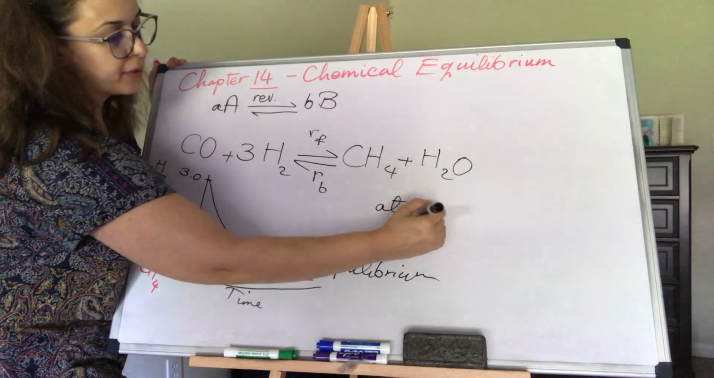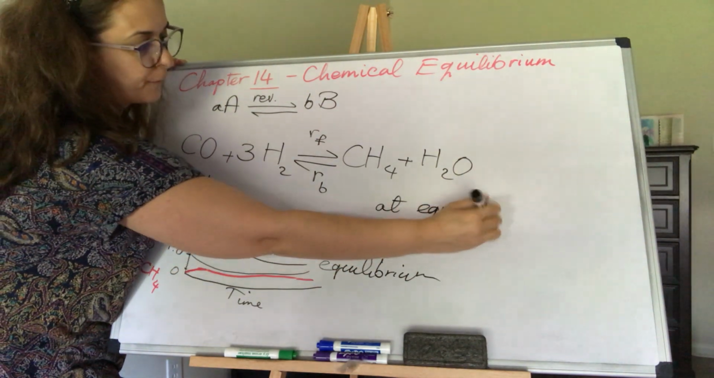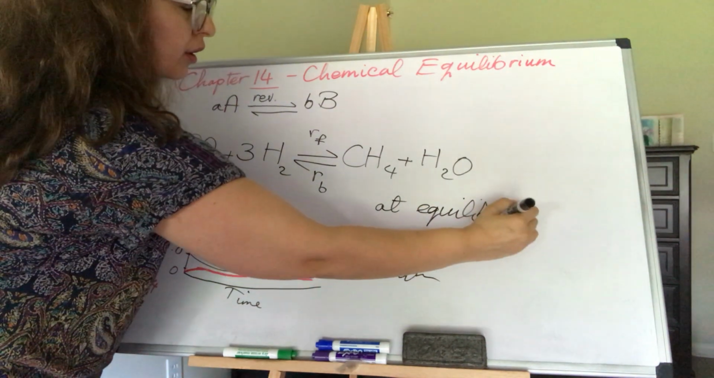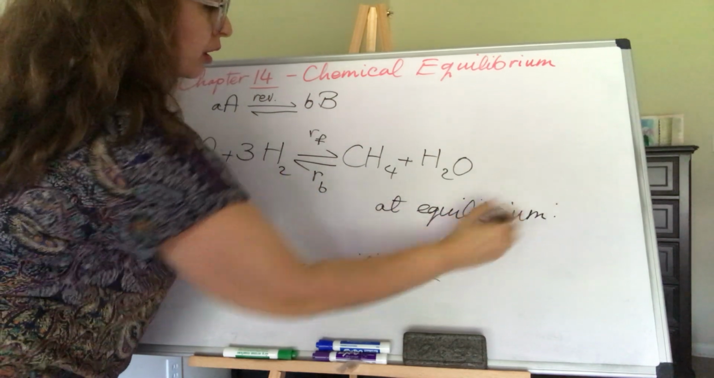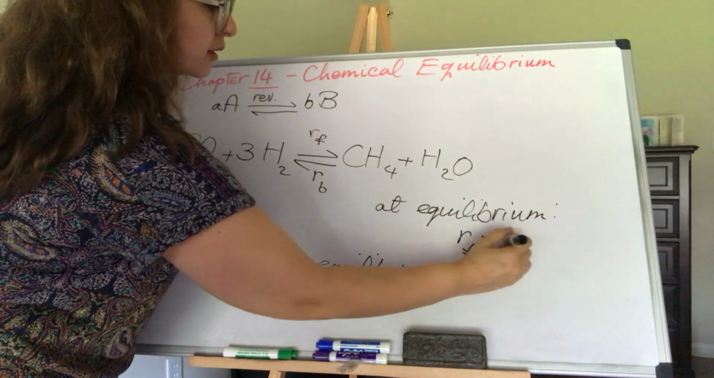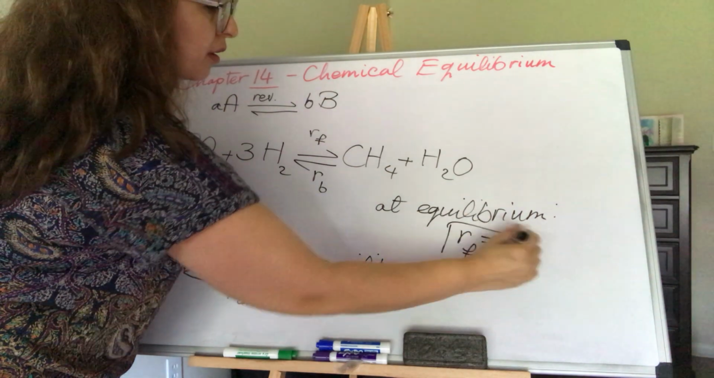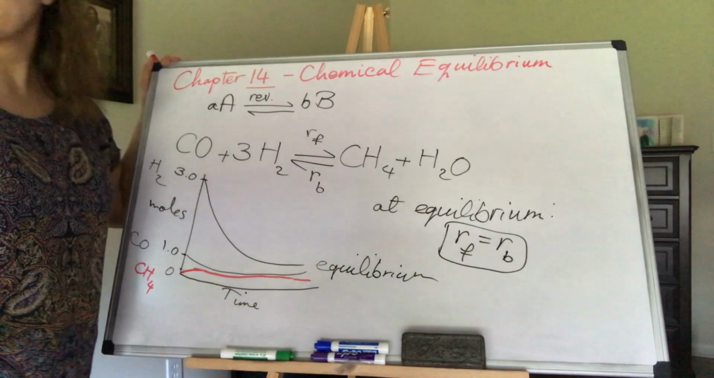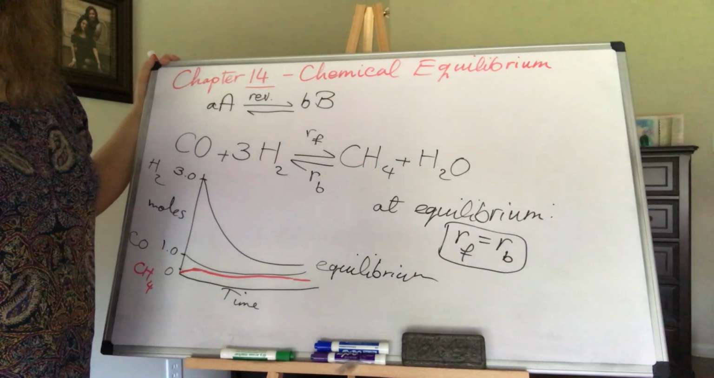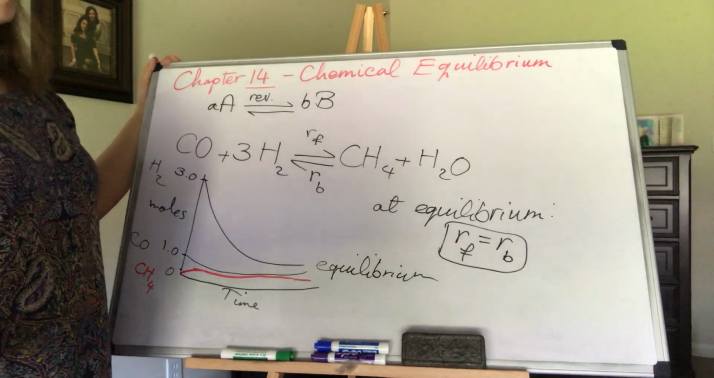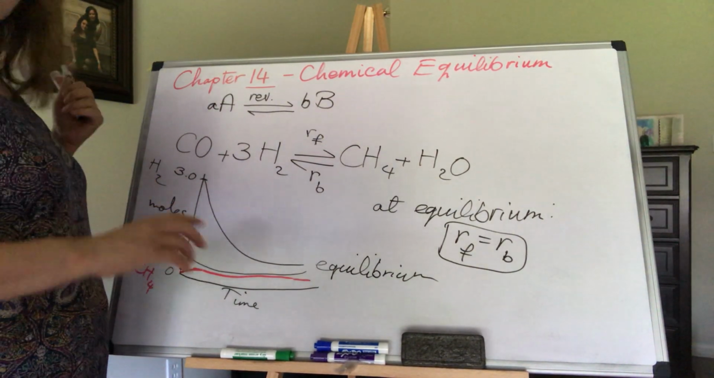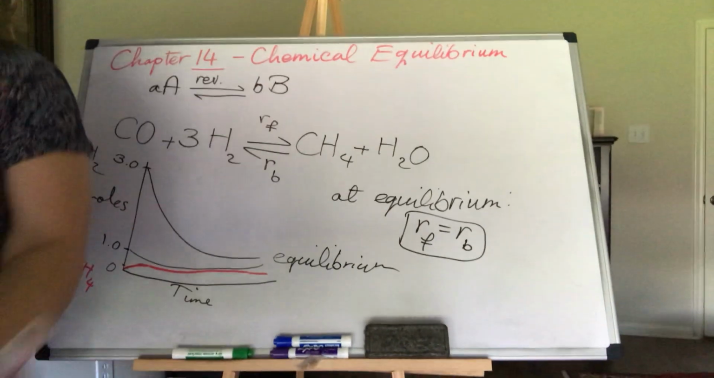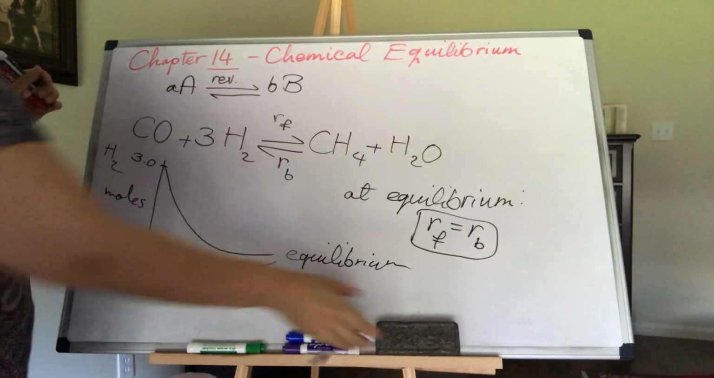So at equilibrium, the rate of forward is equal to the rate of backward. That's what we have for equilibrium, chemical equilibrium. Now we can start working on the calculations. Let me adjust the board. All right.